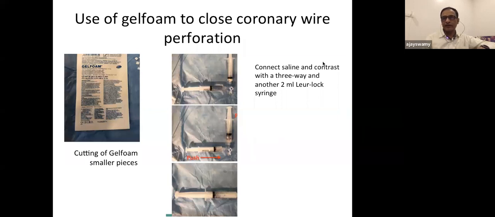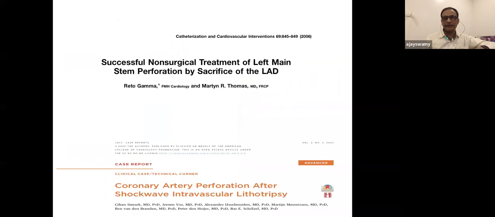This is what I mean. Saline and contrast with a 3-way and another 2 ml Luer lock. Create it from here. Cut the gel foam into tiny pieces. Make it with contrast. And then you can inject this through a fine cross microcatheter into where you want. It's very, very simple and extremely effective.